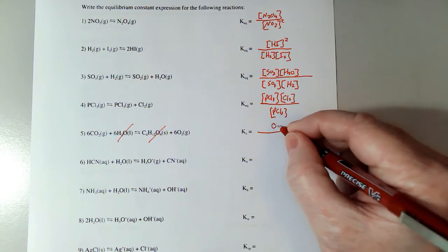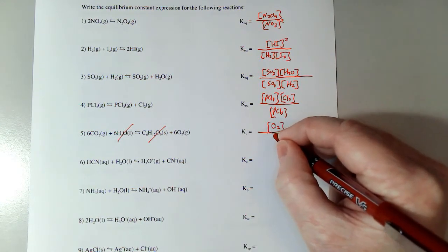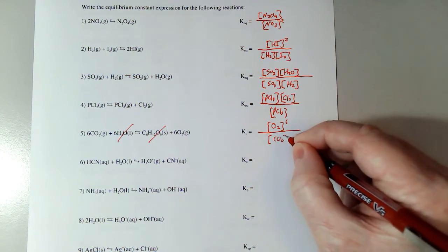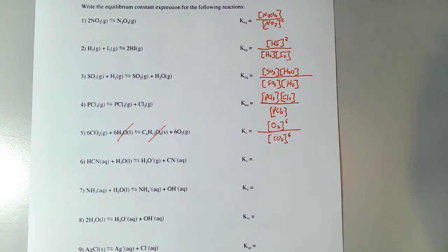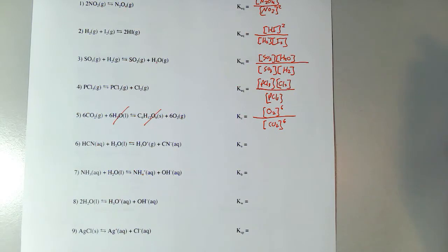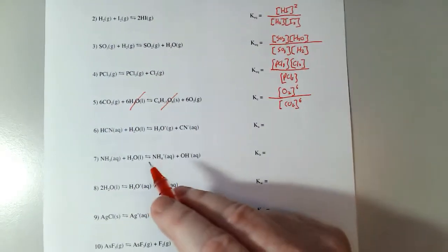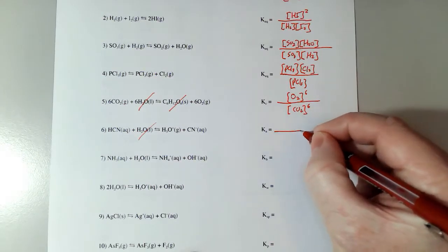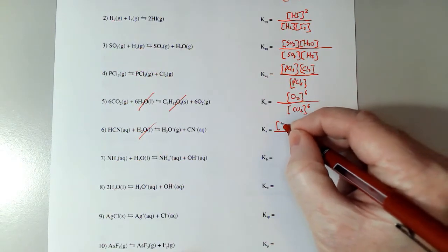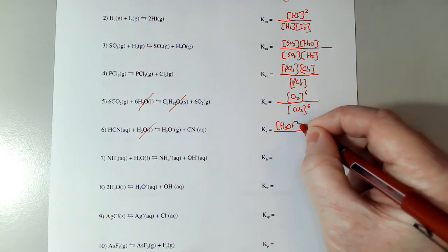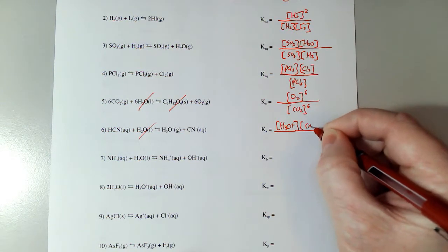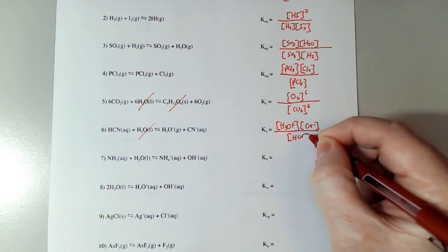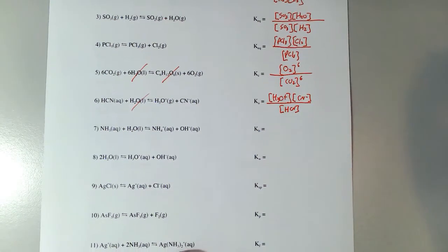and I'm going to have the concentration of O2 gas raised to the sixth divided by the concentration of CO2 gas raised to the sixth. Okay? Number 6 is for an acid. I can get rid of the water. It's a Ka. So I'm going to have the concentration of H3O+ times CN- divided by HCN.